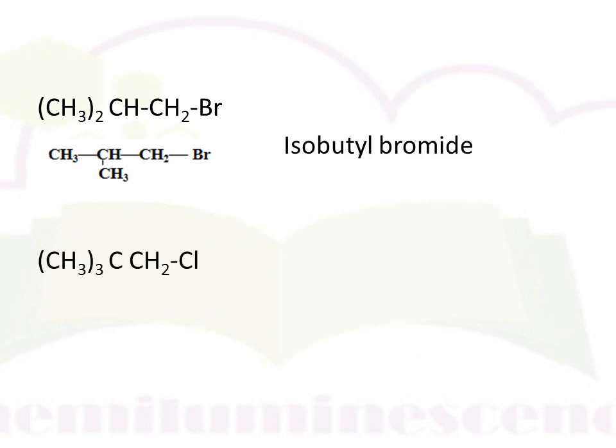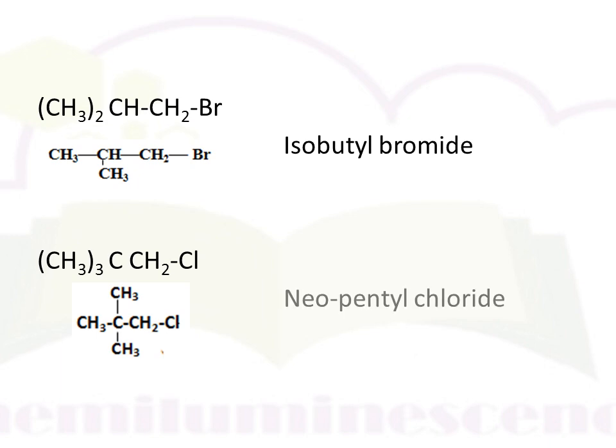Let's see one more example. (CH3)3CCH2Cl. The open structure is this one. Here also you can see the total is 5 carbons, but at the second carbon there are 2 methyl groups. That's why it's named neo, and because there are 5 carbons it is named neopentyl, and the halogen is chlorine, which is named chloride. That's why the name of this molecule is neopentyl chloride. Hope you understand how to write the name of compounds in the common name system.